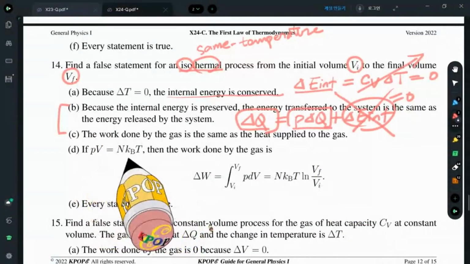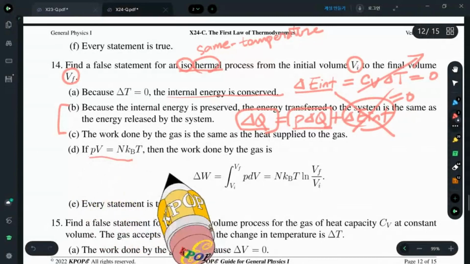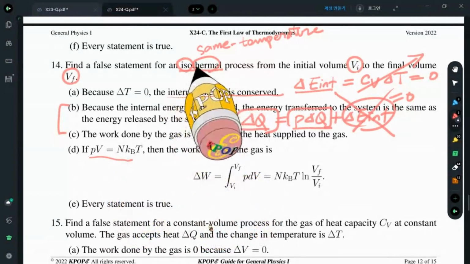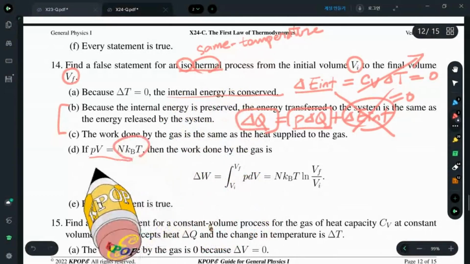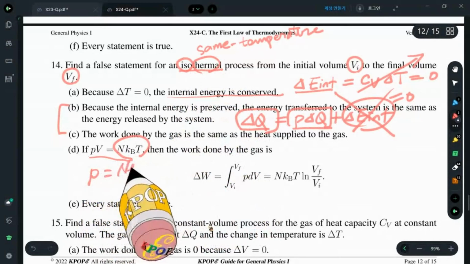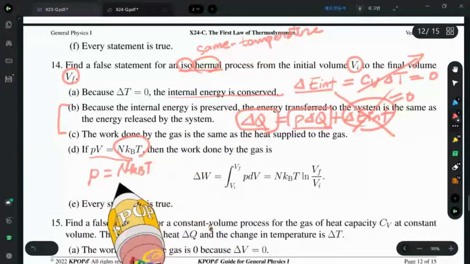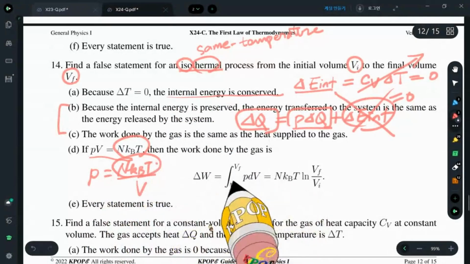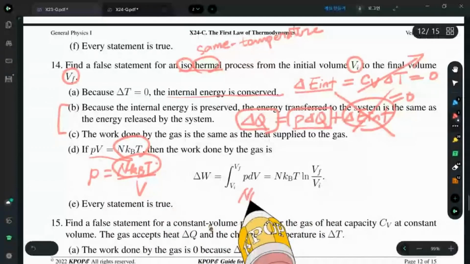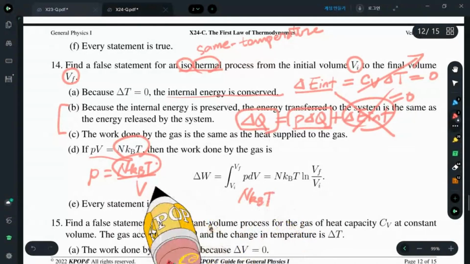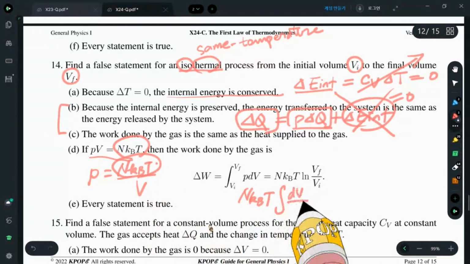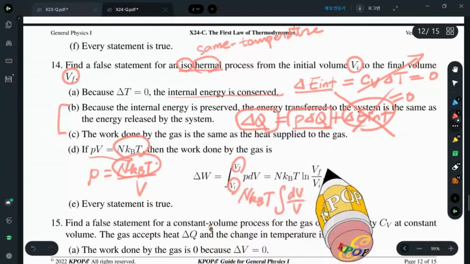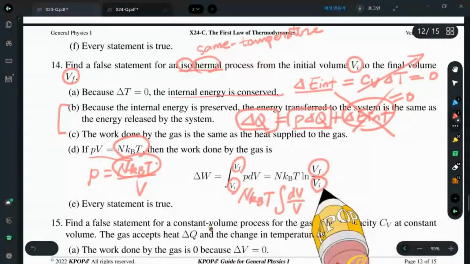If PV equals NkBT, the ideal gas equation, then the work done by the gas, because it's isothermal, this is constant, so pressure should be NkBT over V, and temperature is constant, so it is factored out. NkBT is factored out. We have the integral. This is the log of the final over initial volume ratio.